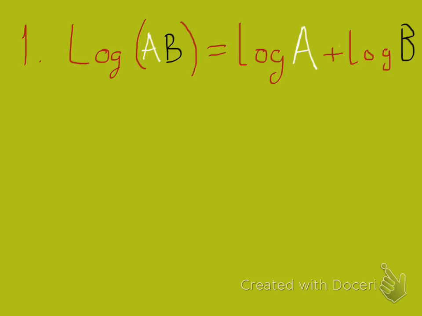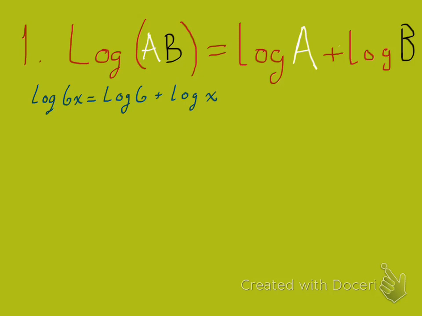Okay, so we will get started with our first log property, which is the log of a times b is equal to the log of a plus the log of b. In other words, log of a product is equal to the sum of two logs. Here's an example of that. Log of 6x, we could rewrite that as log of 6 plus log of x, because 6 times x is a product.